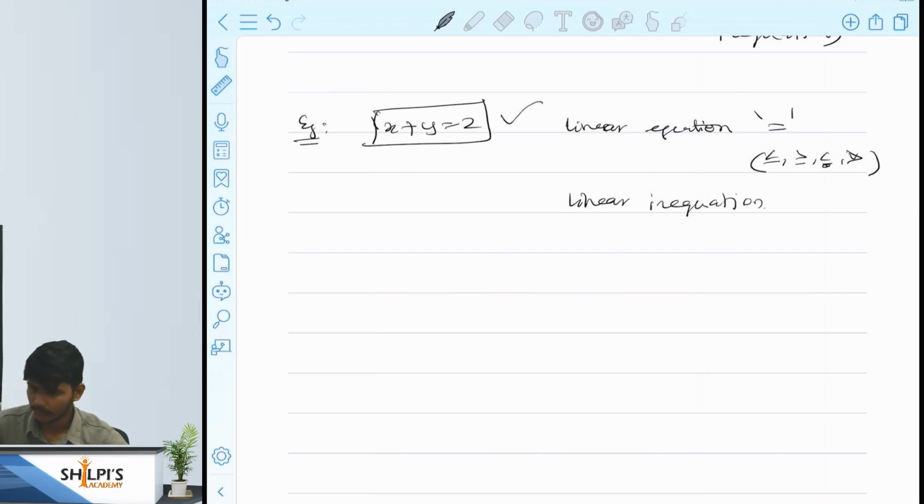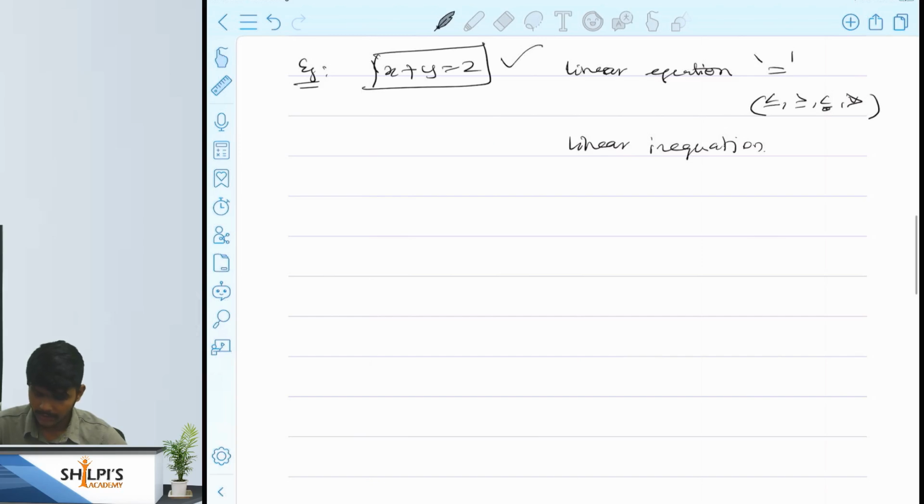Okay, so I want to graph this x plus y equal to 2. How will we do it? Do you know any techniques to graph a linear equation? Have you studied any methods or techniques for this? Do you remember anything? How can we graph a linear equation? Okay.